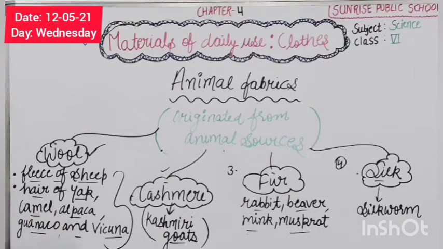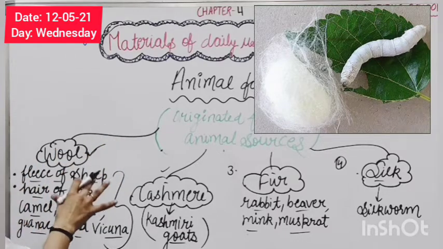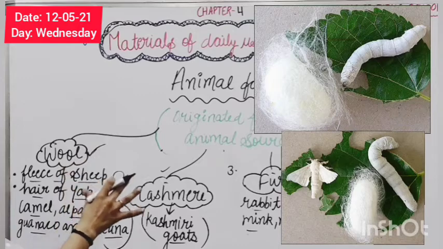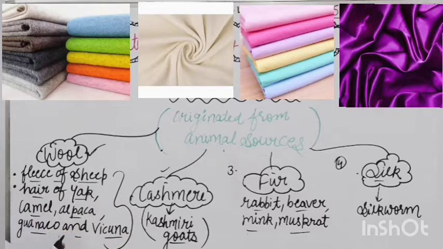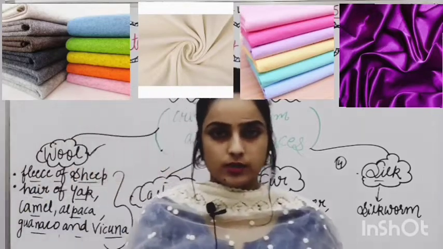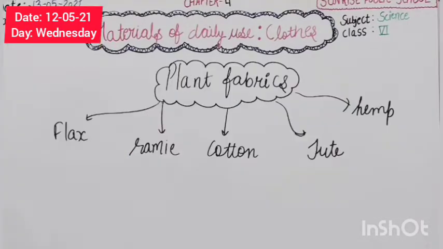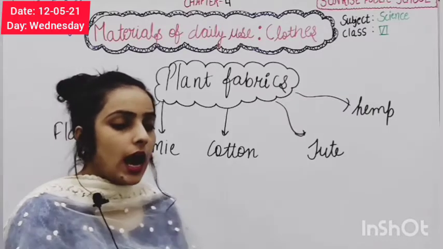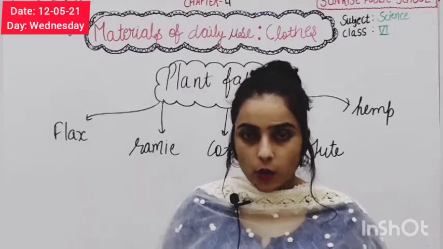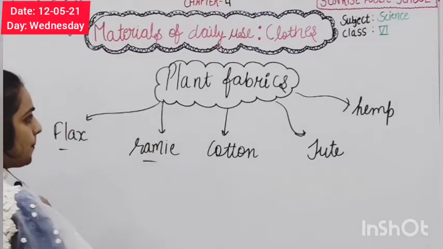And the fourth one is the silkworm. This is the silkworm from which silk is obtained. This is the caterpillar of the white moth. So these are the animal fabrics obtained from animal sources. Now let's discuss plant fabrics. Plant fabrics are those fabrics which are obtained from plants. These are examples of fabrics obtained from plants.